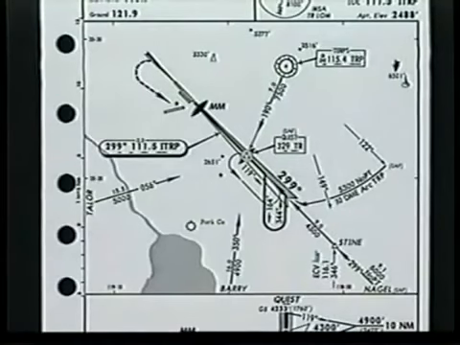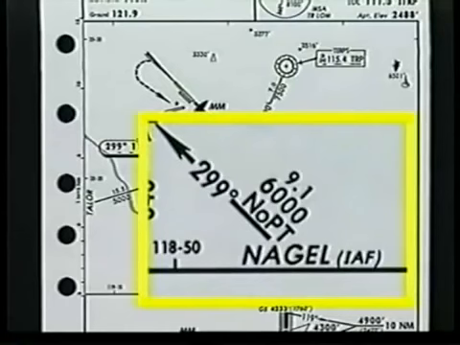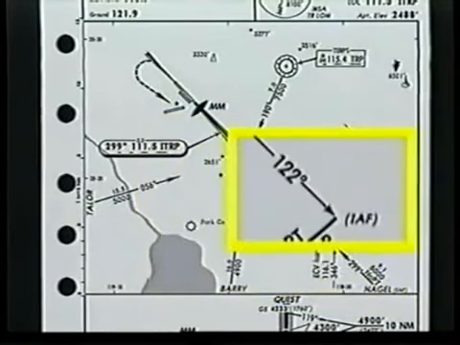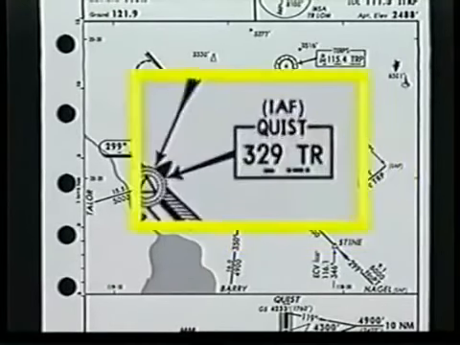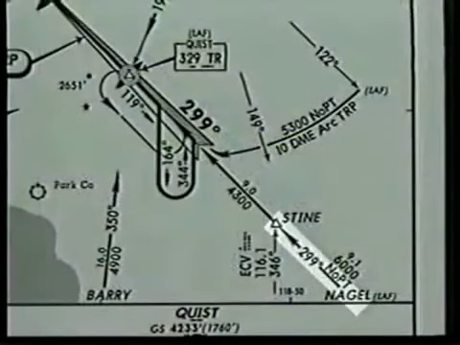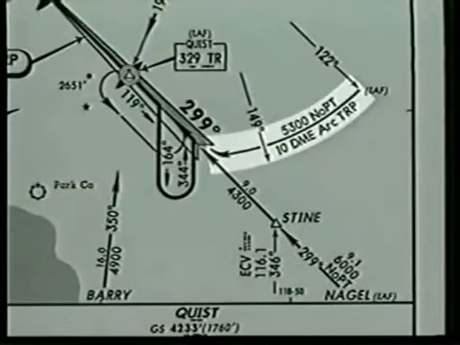The initial approach fixes are indicated on the plan view with the notation IAF. In this example, there is an initial approach fix at Nagel intersection and another on the DME arc at the 122-degree radial of the TERPS VOR. There is also one located at Quist. An initial approach segment is shown extending from each of these IAFs.